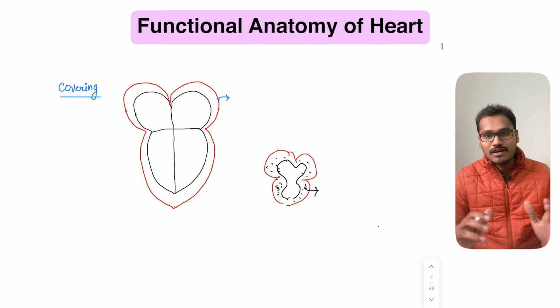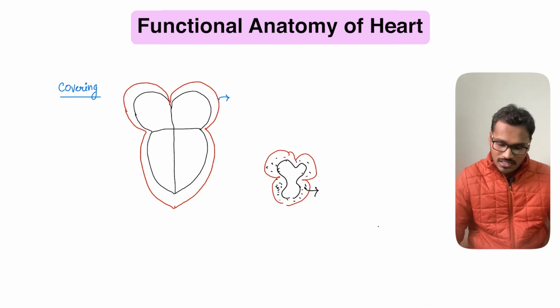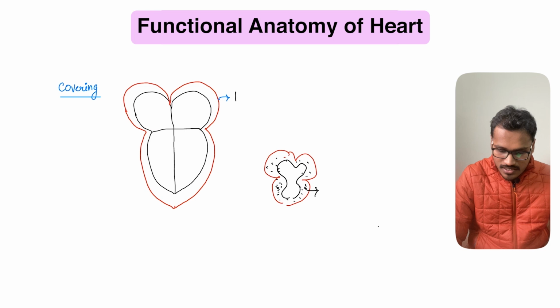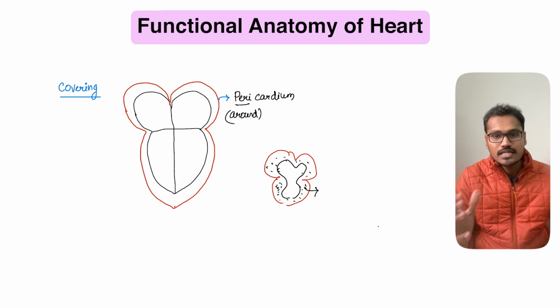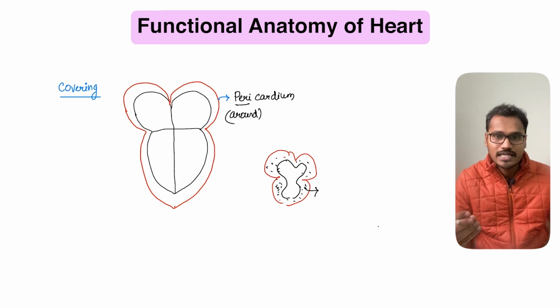Now coming to the covering of the heart. We saw the various chambers as well as the valves. Now the covering of the heart is called the pericardium. Peri means around. So around the heart it forms a covering, so it is called the pericardial layer.